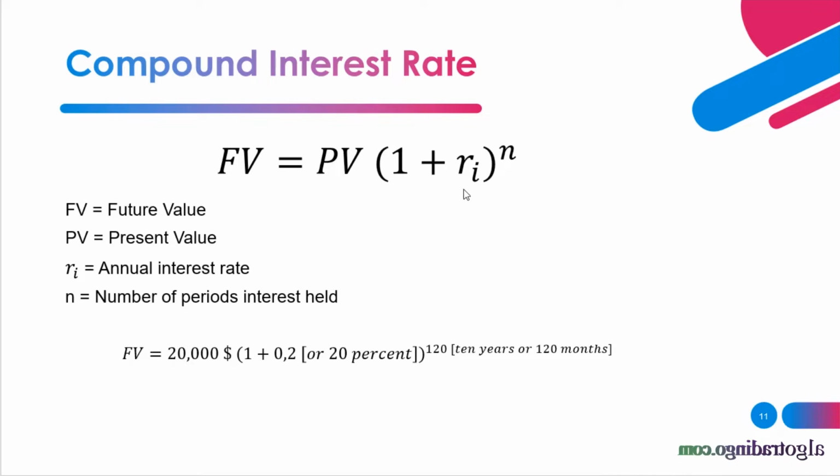And you have to notice that if RI is based on months, then N has to be a number of months. And if RI is based on years, then N has to be a number of years. So this is how you can compute compound interest.